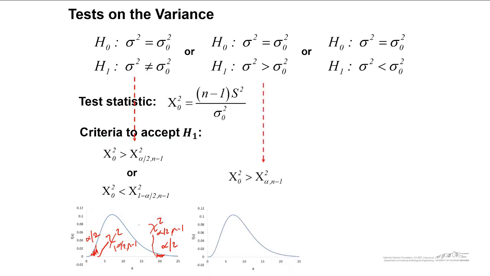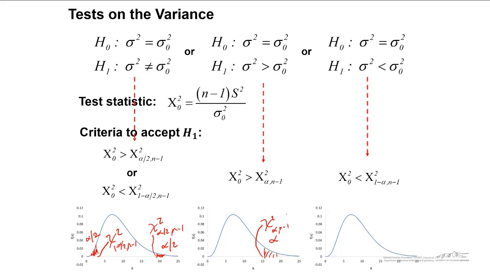For an upper-tailed test, we put all of our alpha, our uncertainty, into the upper tail. And if we exceed chi squared alpha with n minus 1 degrees of freedom, then we can accept the alternate hypothesis and we can claim that the true population variance is greater than what we proposed or hypothesized in the null hypothesis.